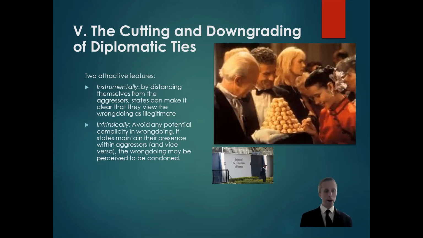So this is an instrumental argument. You can make it very clear by cutting ties that you disapprove of the action, and this might appear to have some potential beneficial effects. The second is an intrinsic claim. Cutting ties, it might be thought, can remove any potential complicity in the wrongdoing.